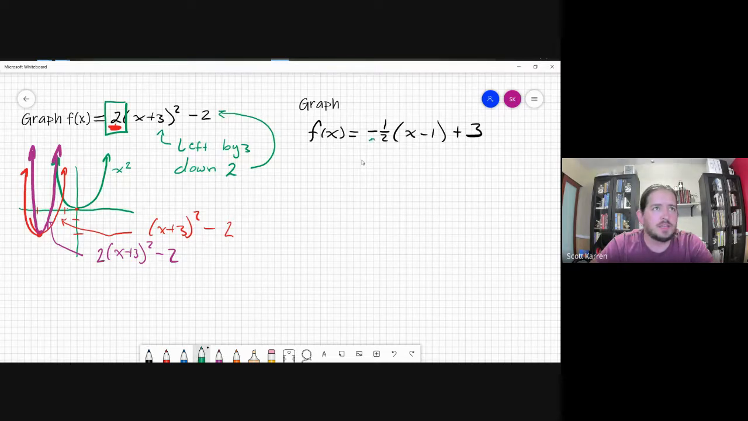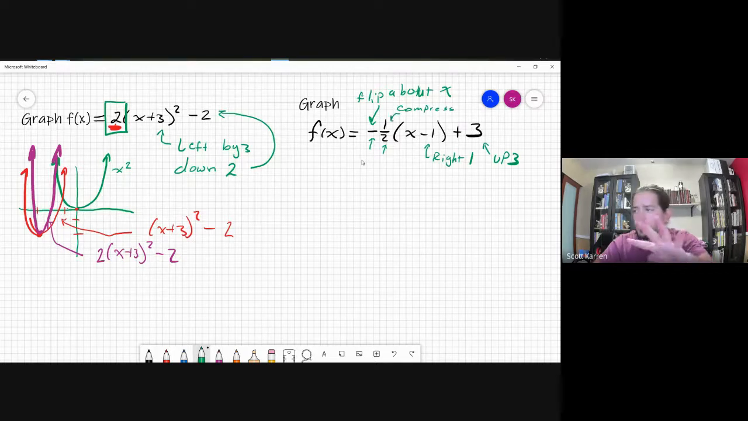So the negative means that everything's going to be flipped about the x-axis, right? And then it's going to be compressed by 1/2, right? So it's going to be squished in. And I've got the move to the right 1 and up 3, right? So I've got to flip about the x because of the negative. I have a compression by a factor of 1/2. Right? So I have those 4 things happening, but I can do it, right?